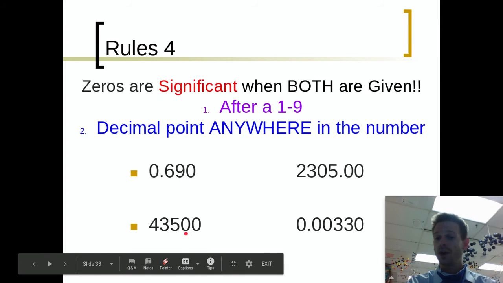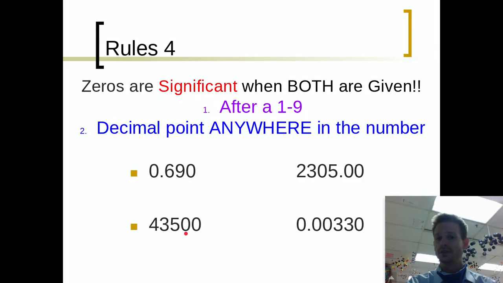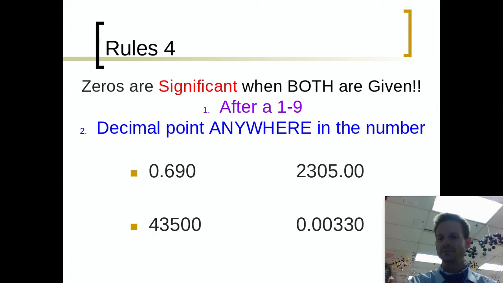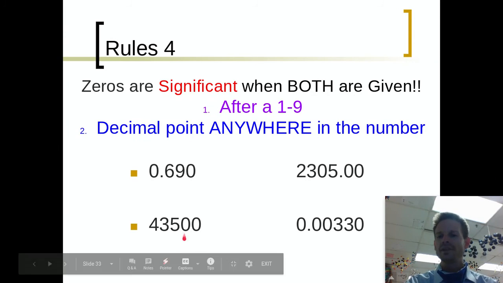These digits would be called placeholders. They're necessary, but again, we can get rid of them. I can turn this into 4.35 times 10 to the 4th, and it means the exact same thing. I don't need those zeros there. Okay? We will not miss them.